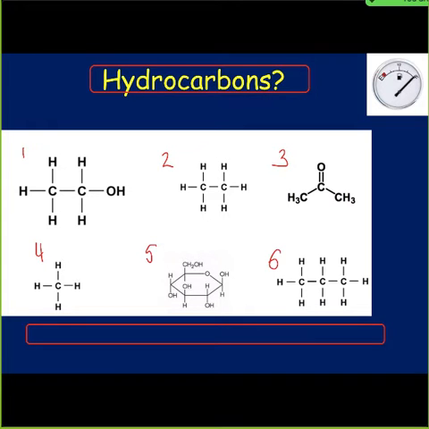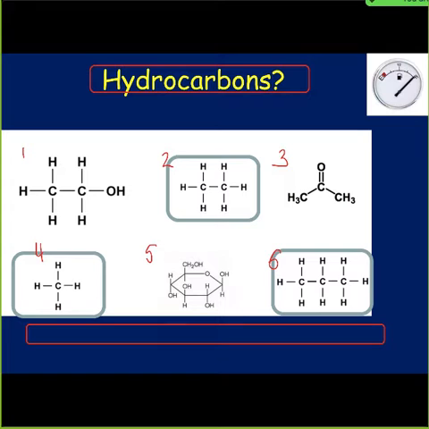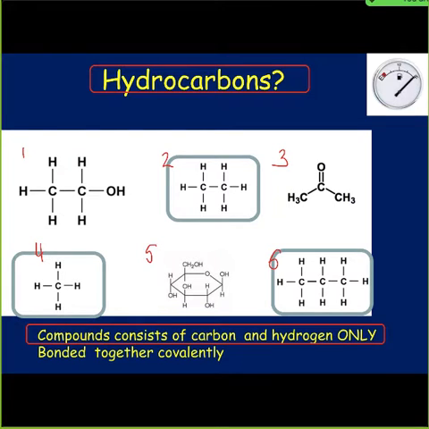Alrighty, so hydrocarbons essentially do what they say on the tin. They are a mix of hydrogen and carbon. So if there's any other element in there, it is no longer classified as a hydrocarbon. So in terms of its definition, it contains hydrogen and carbon only. So oxygen in there, nitrogen, sulfur, they are not hydrocarbons. And they will always be covalently bonded.